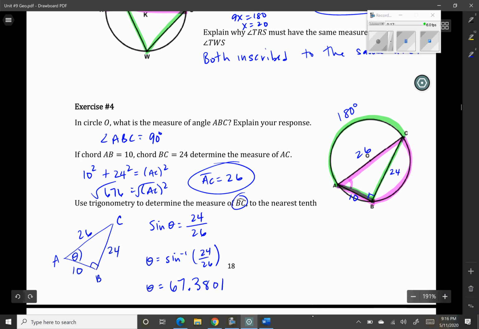So we wind up getting 67.3801. Now you might be saying, why didn't you round to the nearest tenth? And that's because that's not my answer. That's just this angle here. To find arc BC, I'm going to double that because the arc is double the inscribed angle. So in my calculator, I'm just going to hit times 2, and I'm going to get arc BC is 134.8 degrees.